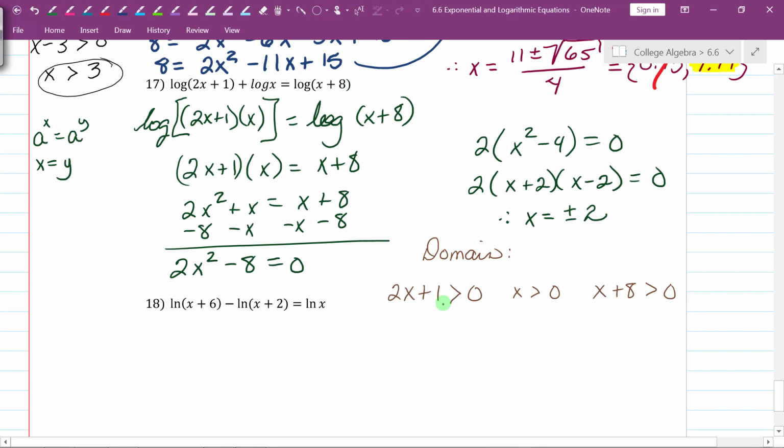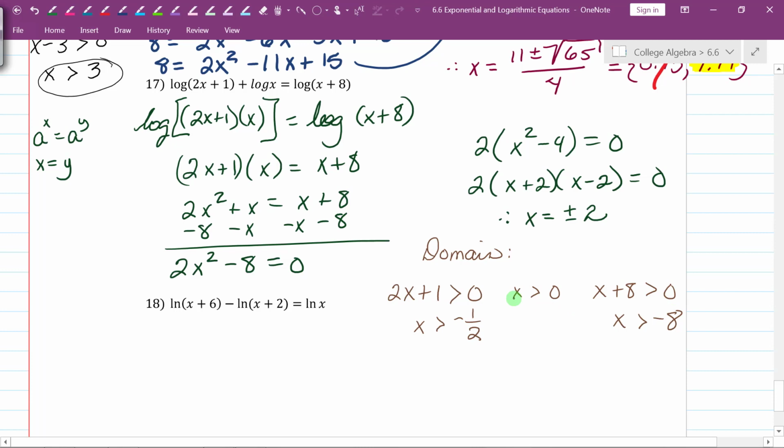So rewriting this one here, we would subtract 1 and then divide through by 2. So this is going to give us x has to be greater than negative 1/2. Right here, it's already done for us. X has to be greater than 0. And this one here is x has to be greater than negative 8. Now I need to see which one is most restrictive. The most restrictive one is x has to be greater than 0.